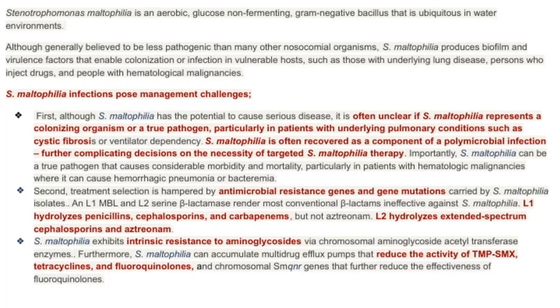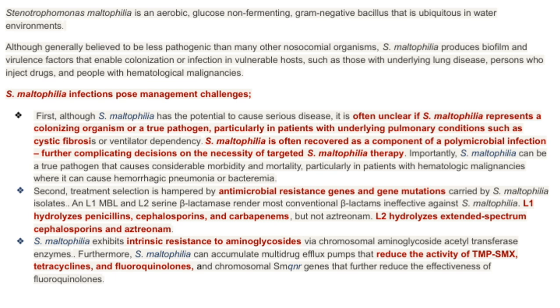Stenotrophomonas maltophilia is an aerobic, gram-negative bacillus that doesn't ferment glucose and is found everywhere in water environments. Although it's generally considered less pathogenic than some other hospital-acquired organisms, it has the ability to produce biofilms and virulence factors. These features help it colonize or cause infection, especially in vulnerable hosts like those with underlying lung disease, people who inject drugs, or individuals with hematological malignancies.